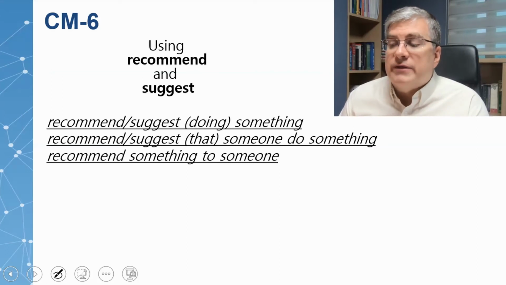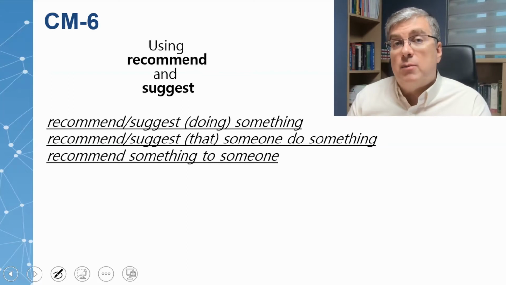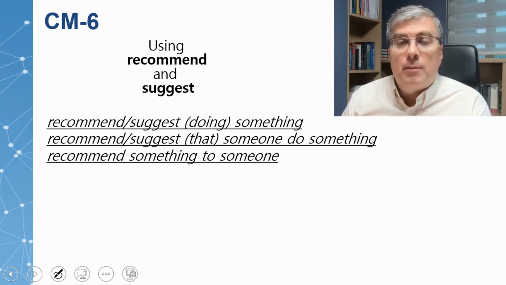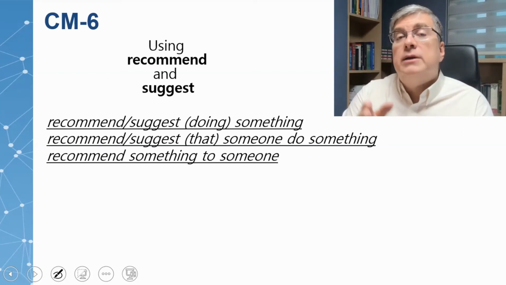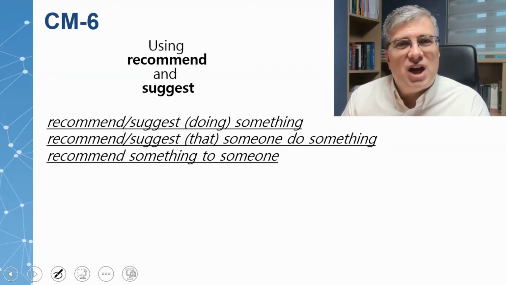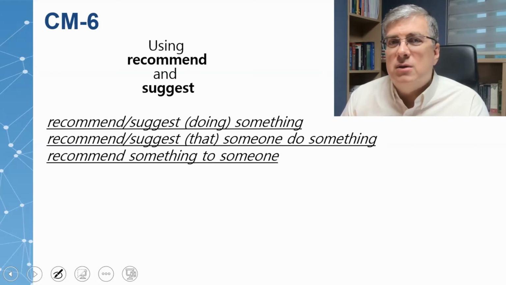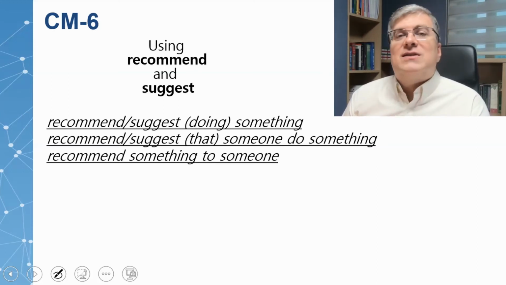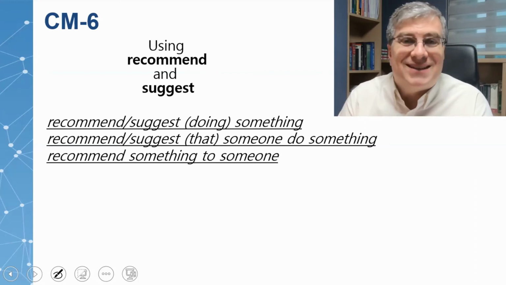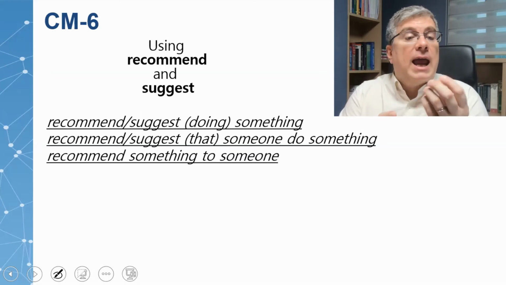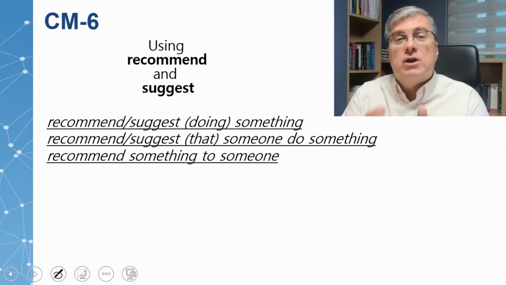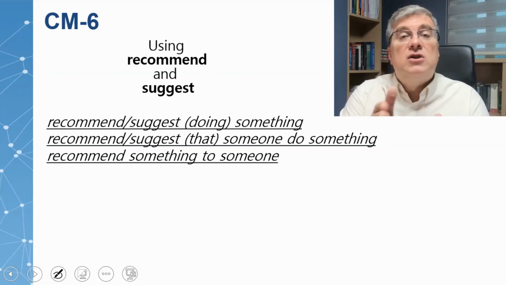Now the last one is that you recommend something to someone. So following our example of which hotel to stay at, we could say, we recommend the Hilton Hotel to you. However, you notice I didn't put suggest because we wouldn't say that. We suggest the Hilton Hotel to you. That's a little bit strange. It sounds better when you're making a recommendation. Really, you're recommending something to someone. So you could recommend an object, a company, even a person to someone else.